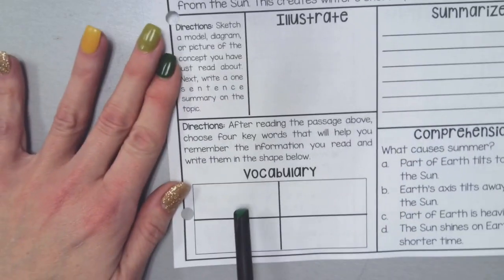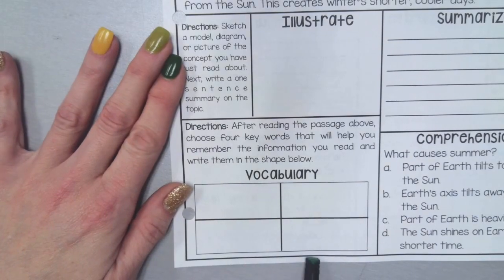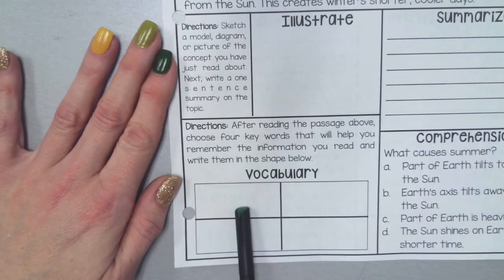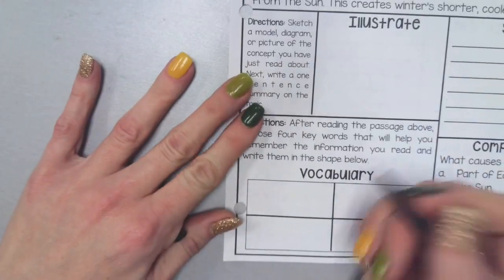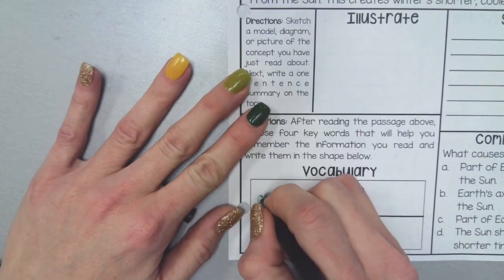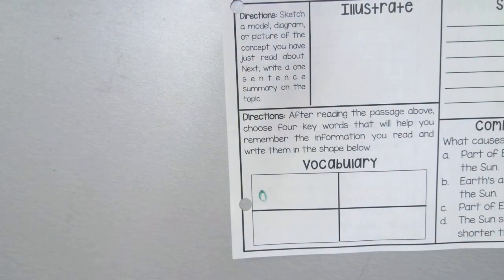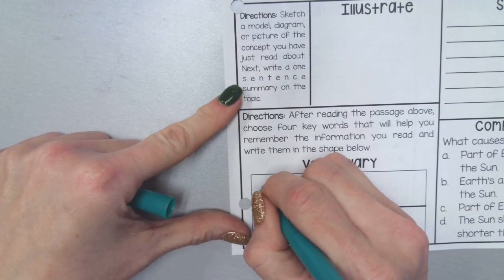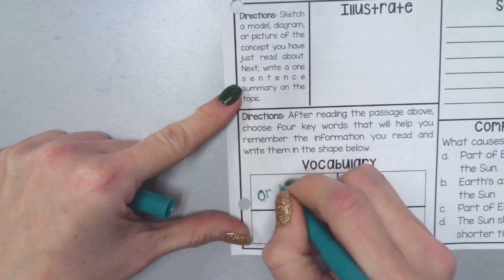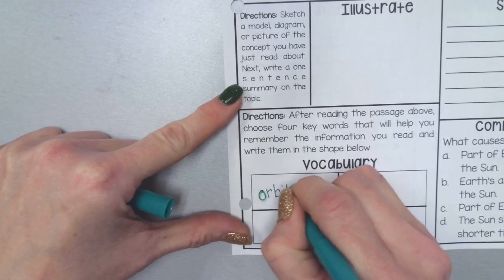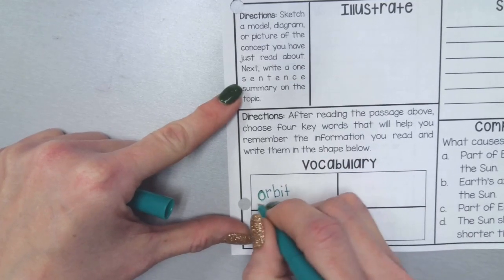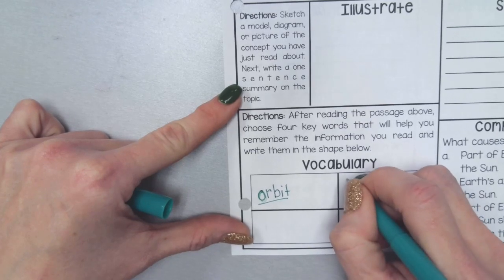Please put the device away. You're going to write those four words here, and then you're going to just give me a little bit about what that is. So we have orbit, O-R-B-I-T. You're going to just tell me a little bit about what orbit is.